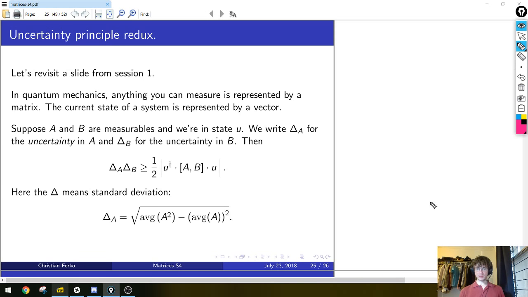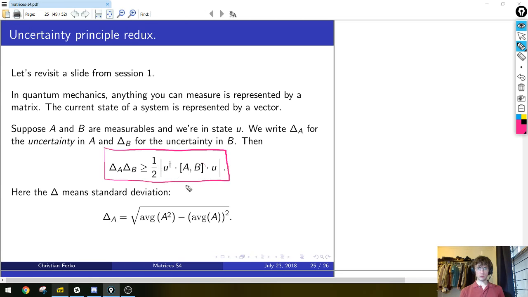So, last two things. One, way back in session 1, I told you about this uncertainty principle, and hopefully most of the pieces we can now understand. I told you in session 1, anything you can measure is represented by a matrix. That was postulate 2. The state of a system is represented by a vector. That was postulate 1. And then I wrote down this uncertainty principle, which is simply the statement that you cannot get an accurate measurement for the observables A and B at the same time if A and B don't commute.